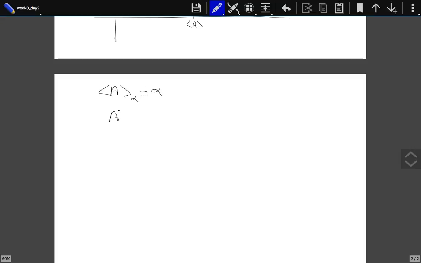And we can also talk about the average of A squared in this state alpha. This is equal to the bra alpha, A squared, ket alpha, which is A times A acting on alpha. Well, A acting on alpha is just alpha times alpha, because by definition we define this ket alpha as an eigenstate of A. Well, this is just a number. I can take it out. A is acting again on alpha, so it brings another factor of alpha. So this is just alpha squared.